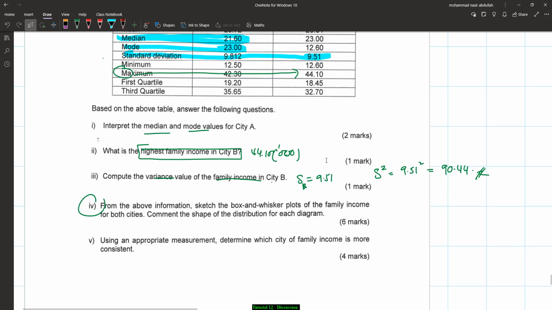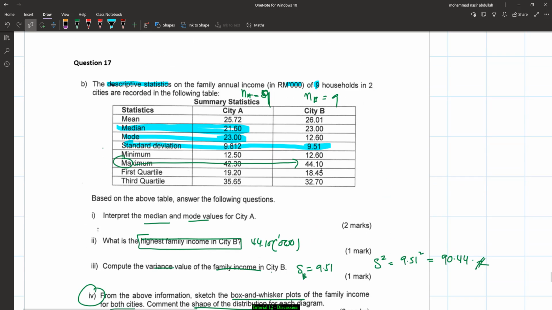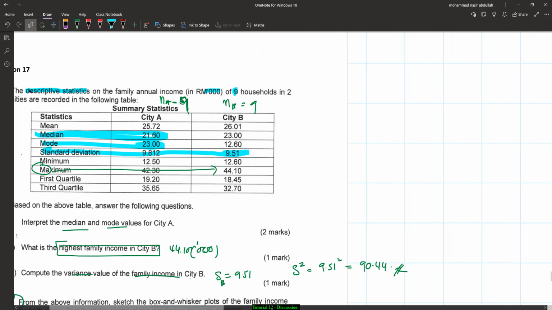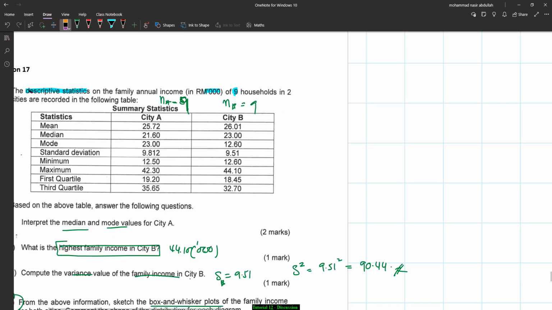So from the above information, sketch a box and whisker plot of the family income for both cities and comment on the shape of the distribution. Right, so let's say I write at the side. A box plot requires the five elements we learned: minimum, maximum, quarter 1, quarter 2 and quarter 3. So let me erase all this first. Let's focus on CTA. The minimum value is 12.5 and the maximum is 42.3. So let me change the ruler.